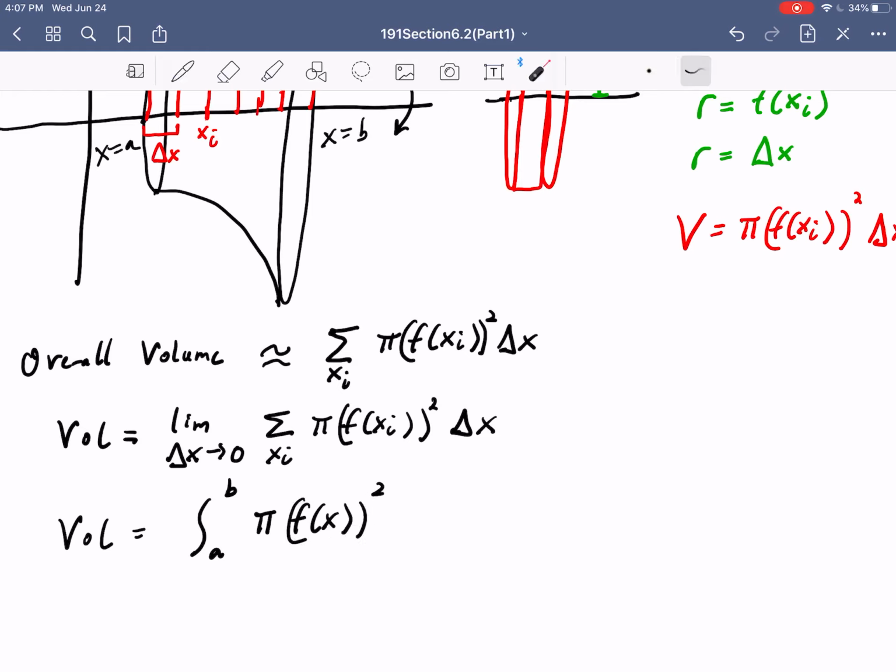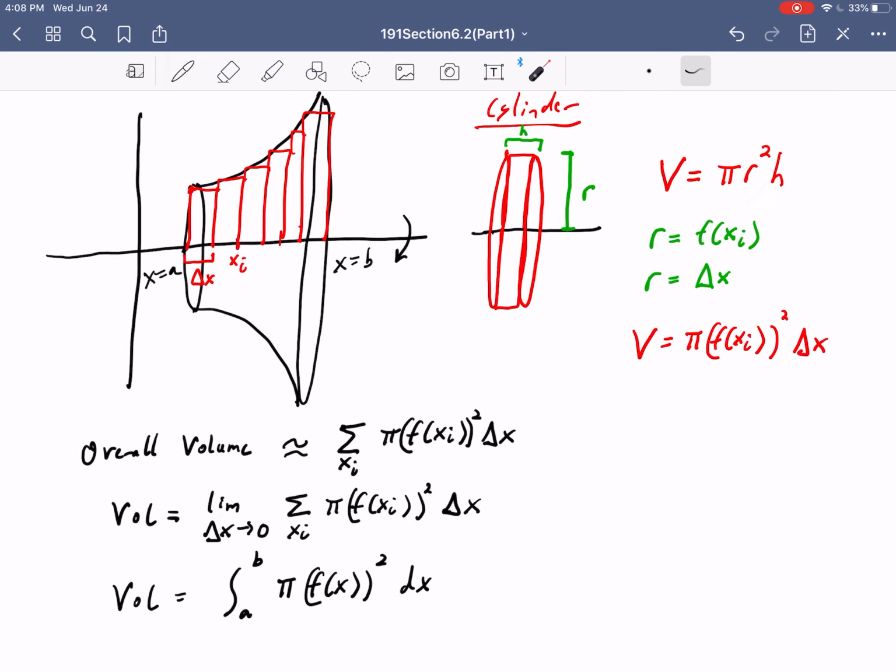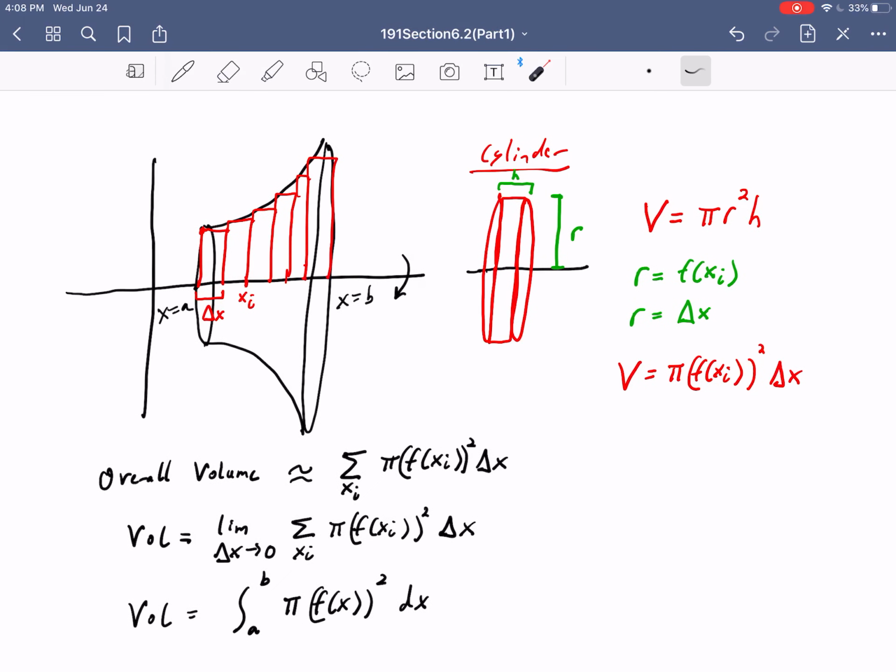And notice we no longer have to say at each x sub i, because now we're doing a definite integral. We're not just taking a sum of a bunch of approximations. We're not selecting x sub i's. We're using x as it tends from a to b. And then, as you probably remember from 190, that delta x becomes your differential, your dx there. So we've just figured out that the volume can be viewed as the integral from a to b of pi f of x squared dx.